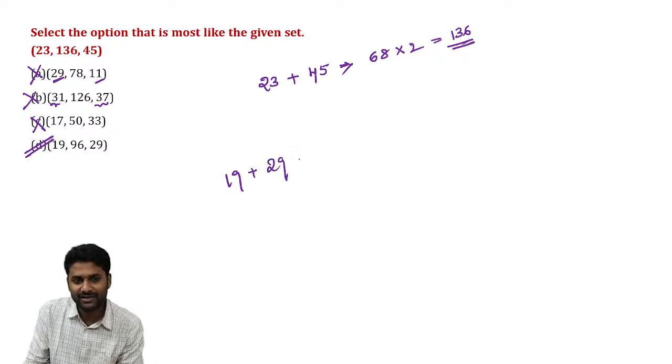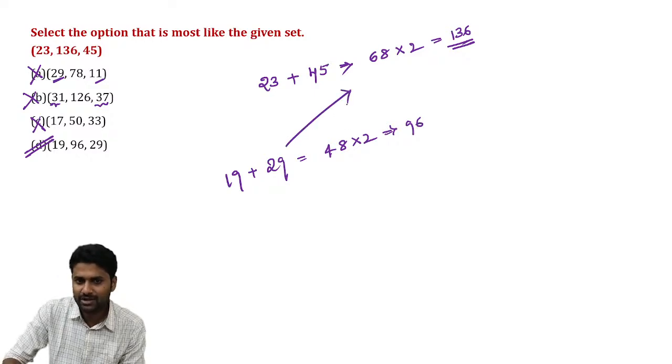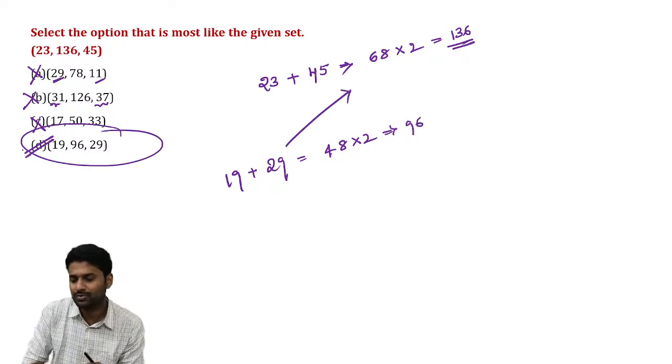19 plus 29 is equal to 48. Multiplied by 2, it becomes 96. It is similar to our question. That's why the best suitable answer is D.